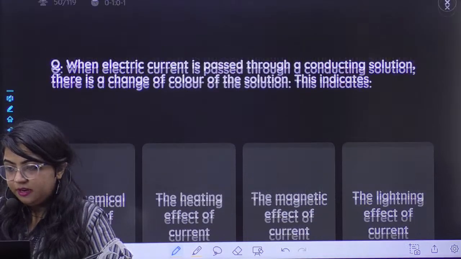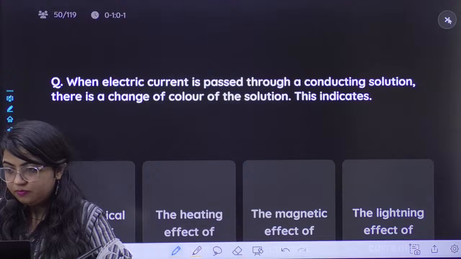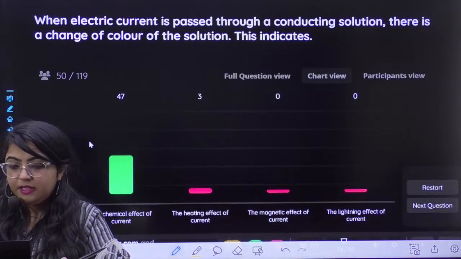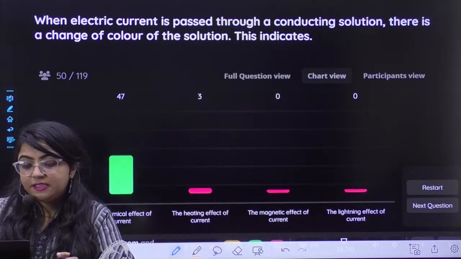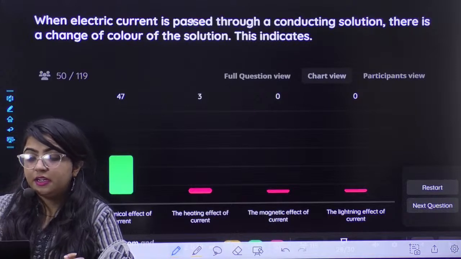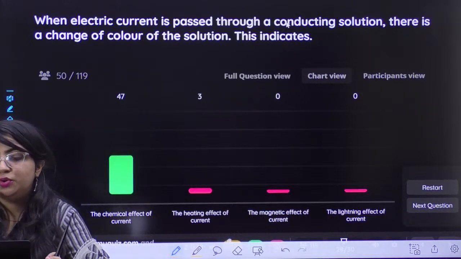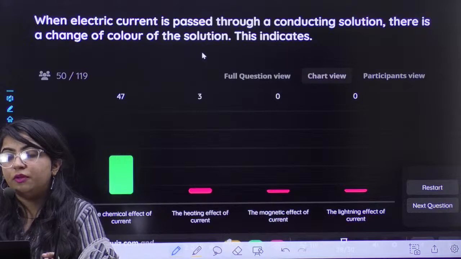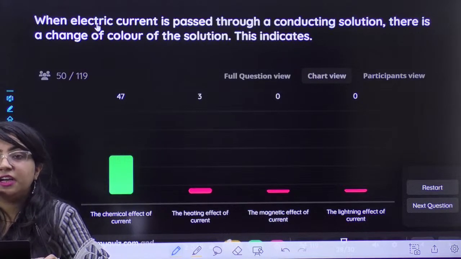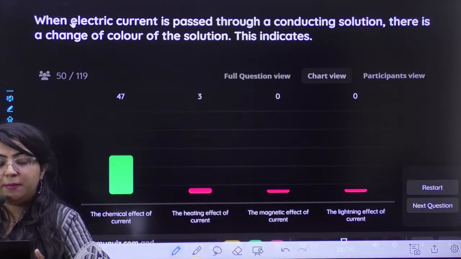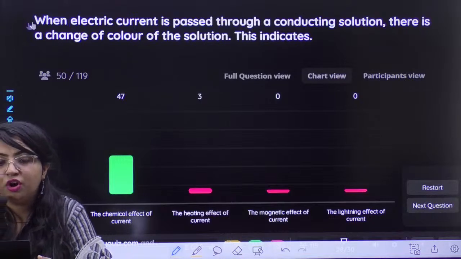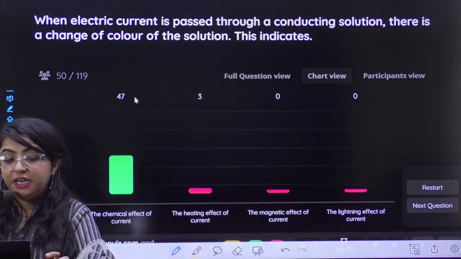Let's see its answer now. Yes, most of you have answered the correct option. The color change is basically due to the chemical effect. So we have also studied that the color change is majorly due to chemical effect, and the glowing of bulb is mainly due to the heating effect.